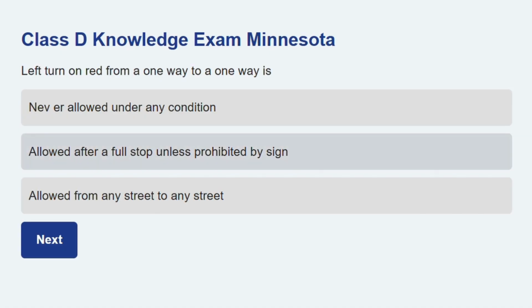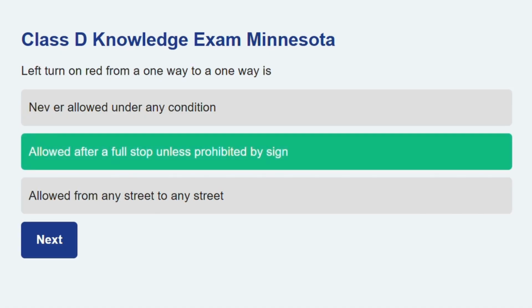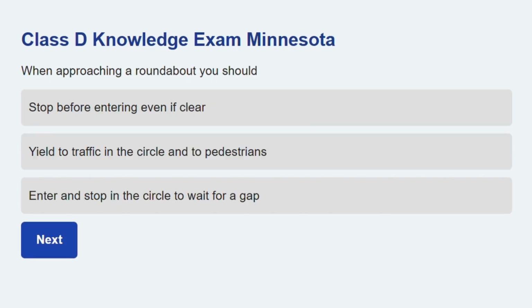Let's see what's next. Left turn on red from a one-way to a one-way is allowed after a full stop unless prohibited by sign. This is a lesser-known rule that applies only when turning from one one-way street onto another one-way street going left. Here's another one.